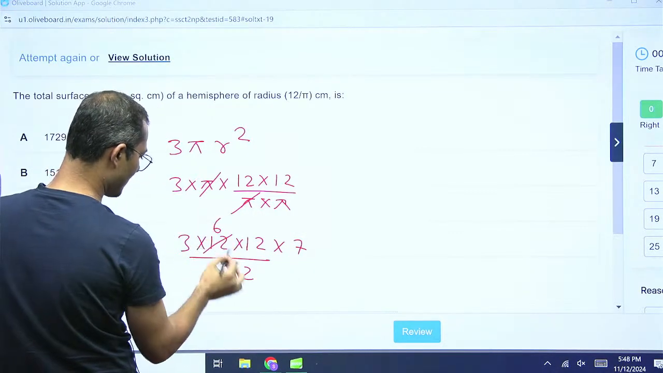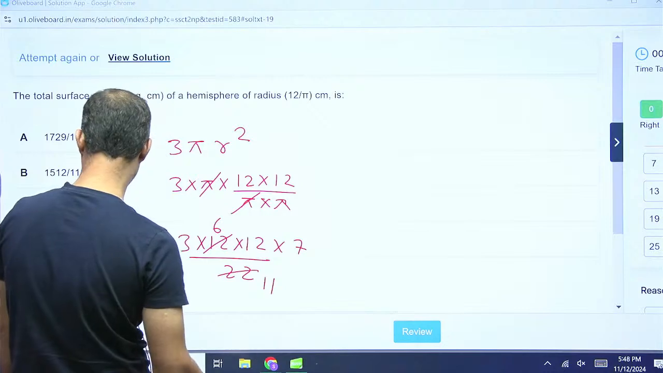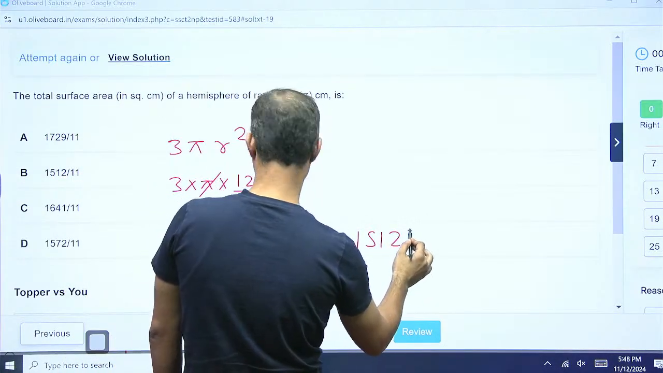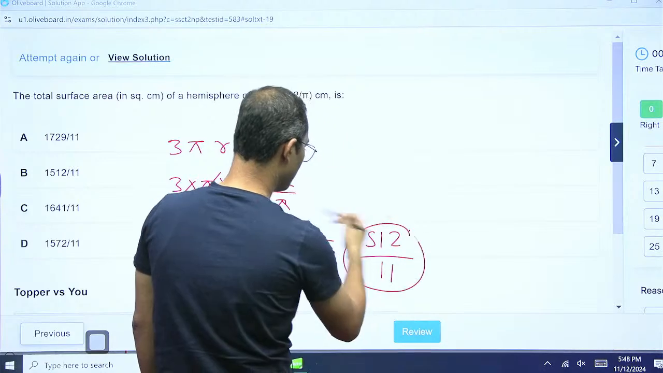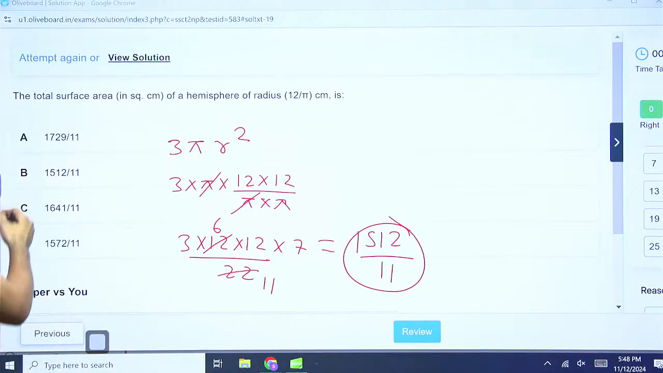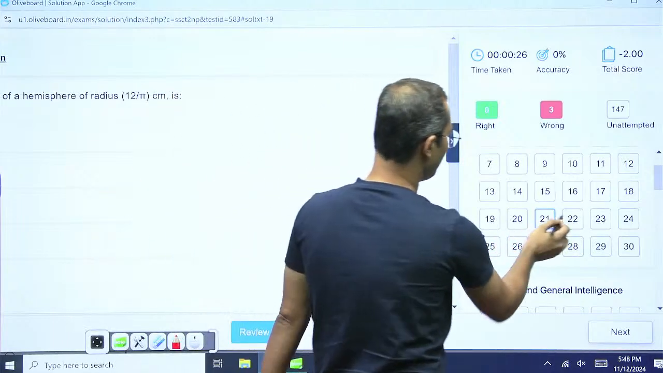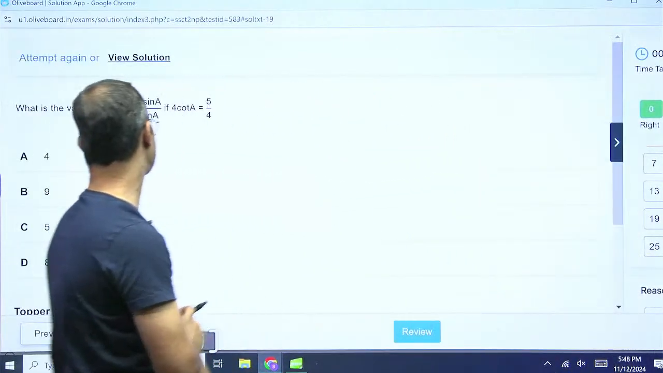This is 6 times and this is 11 times, right? So by multiplying we will get 1512 divided by 11, right? So we will get 1512 by 11. B part is the right answer. Yes, B is the right answer. Tell me what is the answer for this question.